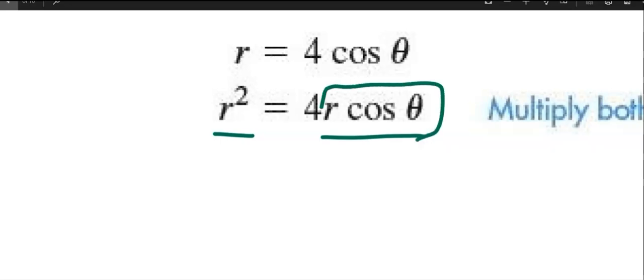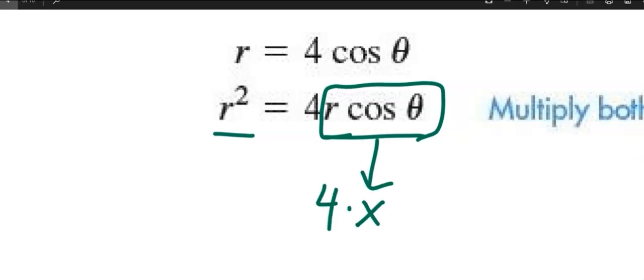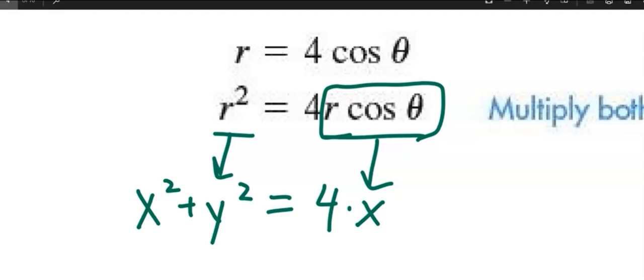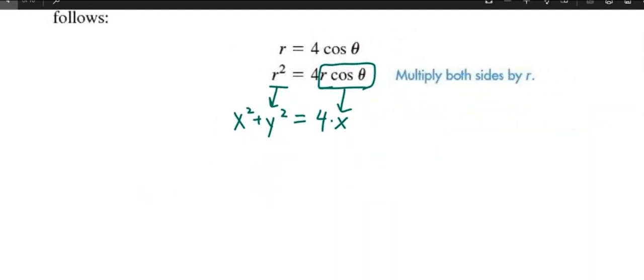What can you replace with r cosine theta? Please look at that blue box. This is plain old x. What are we replacing r squared with? What are we going to change that to? x squared plus y squared. Remember, the whole goal is to get it into what we call rectangular form. We multiplied both sides by r so that we could make this substitution.